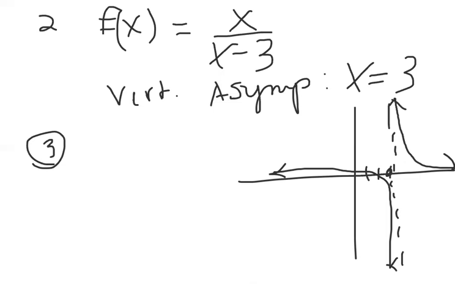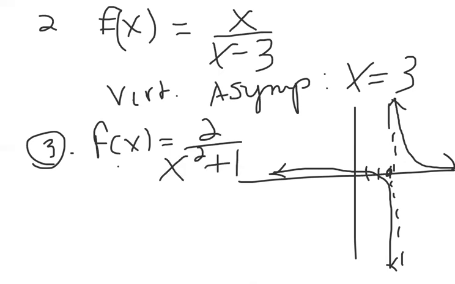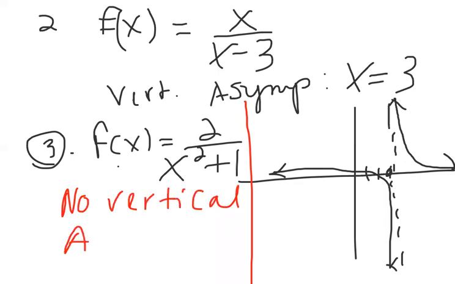Number 3, I've got f of x is equal to 2 over x squared. Now, we saw this one earlier, and remember I told you there were no restrictions on the domain of this one. Since there are no restrictions on the domain, this one has no vertical asymptote. No vertical asymptote. So when you graph this one, you're not going to find any breaks on the graph.